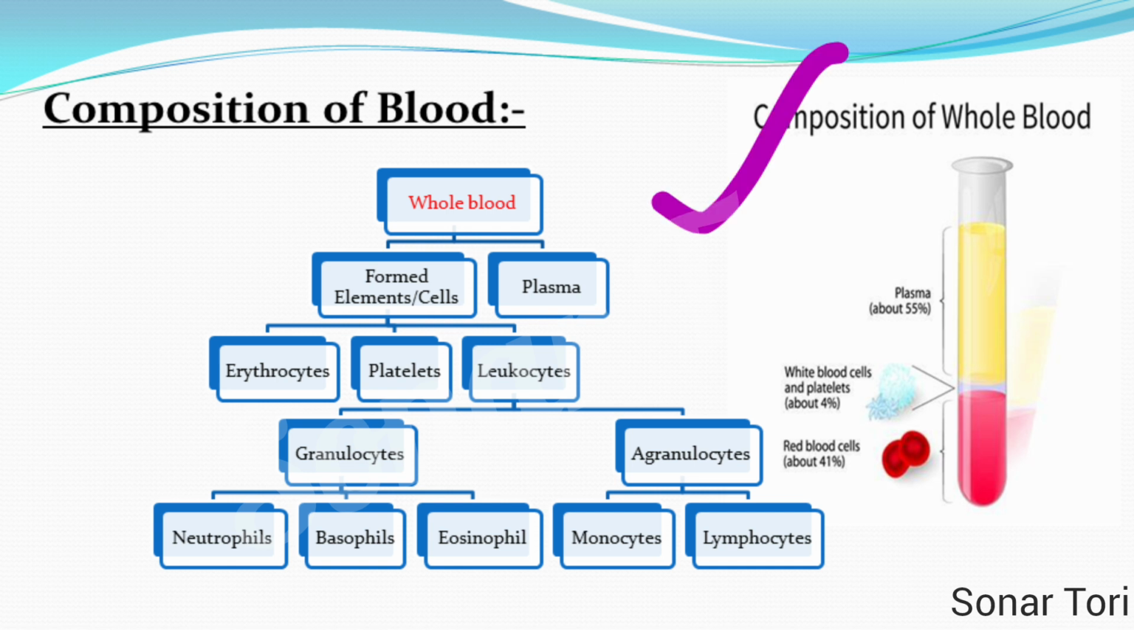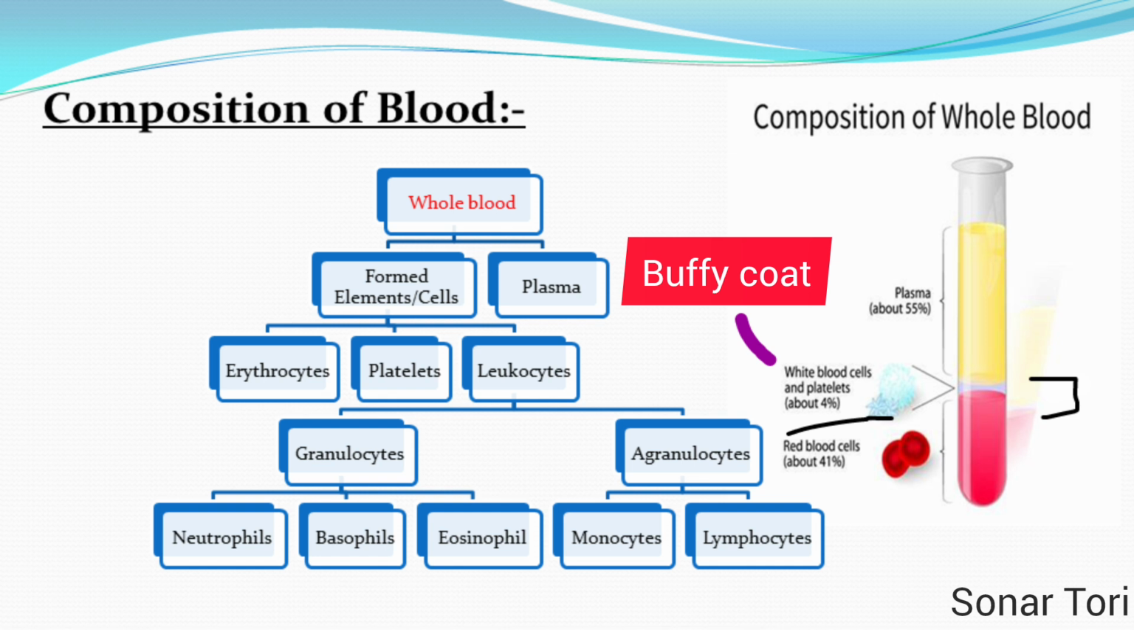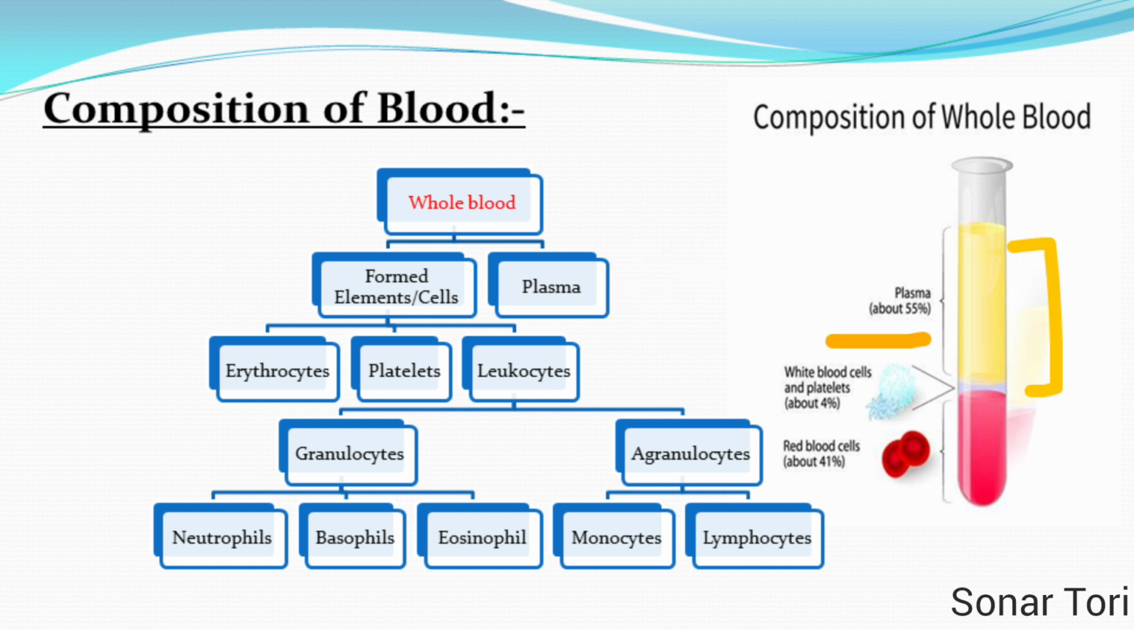In this picture, the composition of whole blood. After centrifuging the whole blood, we can find three parts. At the bottom, there are red blood cells, present there due to their heavy weight. It is about 41%. Above the red blood cells, there are white blood cells and platelets. It is about 4%. It is also called the buffy coat. And in the upper position, there is a yellowish liquid portion called the plasma. It is about 55%.